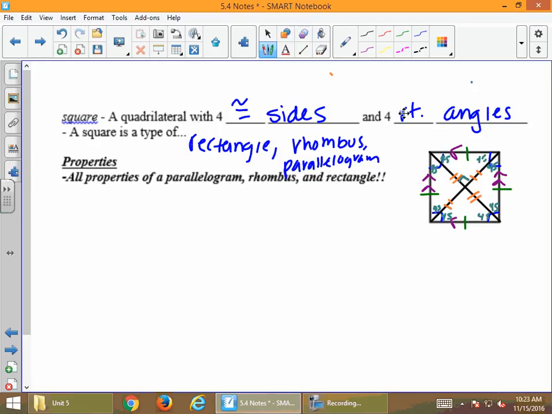Well, all four of these triangles, if this is a right angle, are what type of triangles? 45, 45, 90. So in a square, those little triangles formed by the diagonals are all going to be 45, 45, 90 right triangles. Alright? So every single property of a parallelogram, rectangle, and rhombus applies to a square. Everything works with a square. Great. Questions over that?